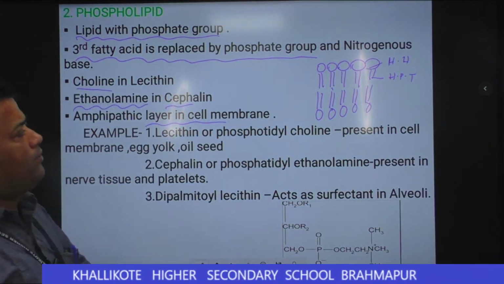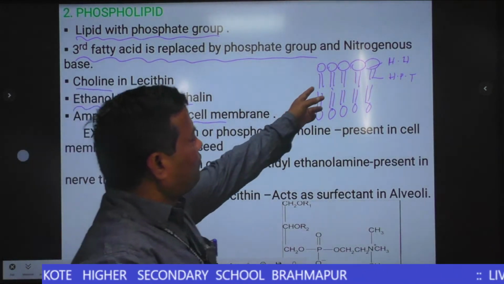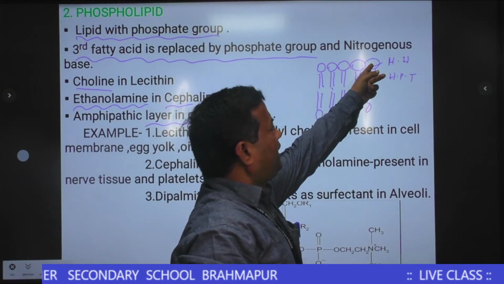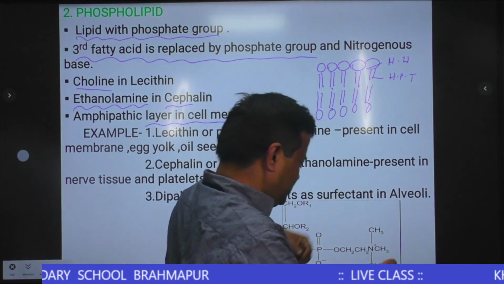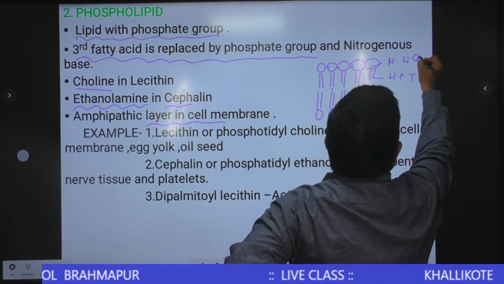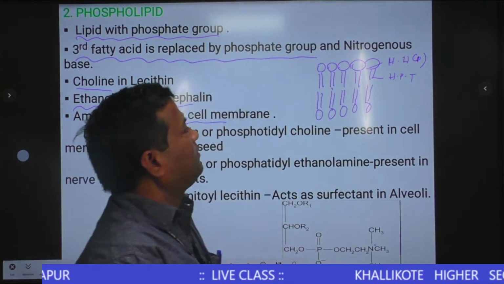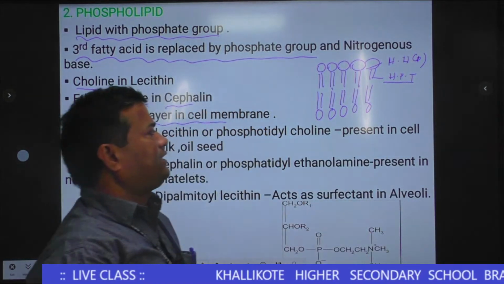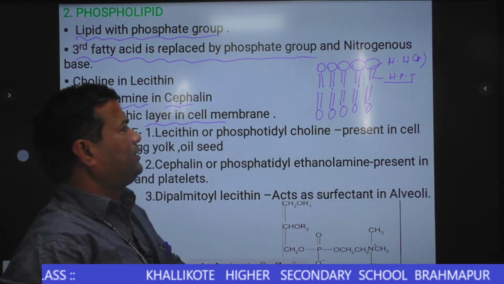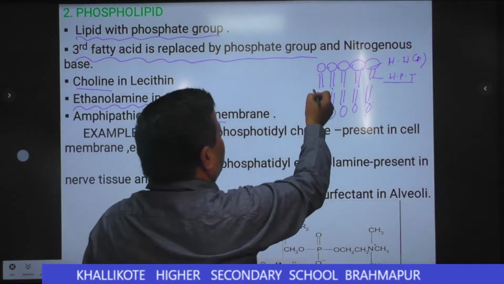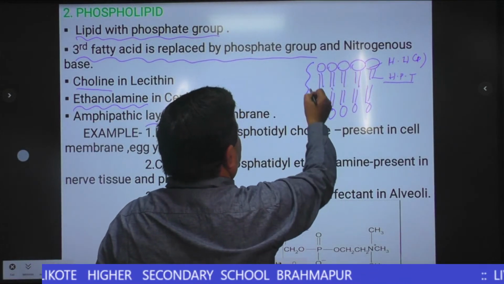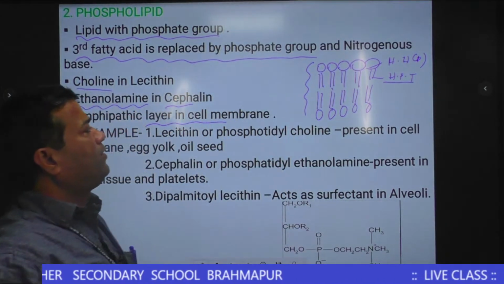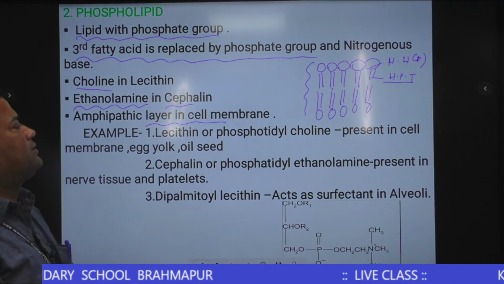One phospholipid consists of two parts. One is the hydrophilic head which is polar in nature. Polar nature means they are soluble in water, but the hydrophobic tail is non-polar in nature, means they are insoluble in water. These two layers form the phospholipid bilayer in the cell membrane.